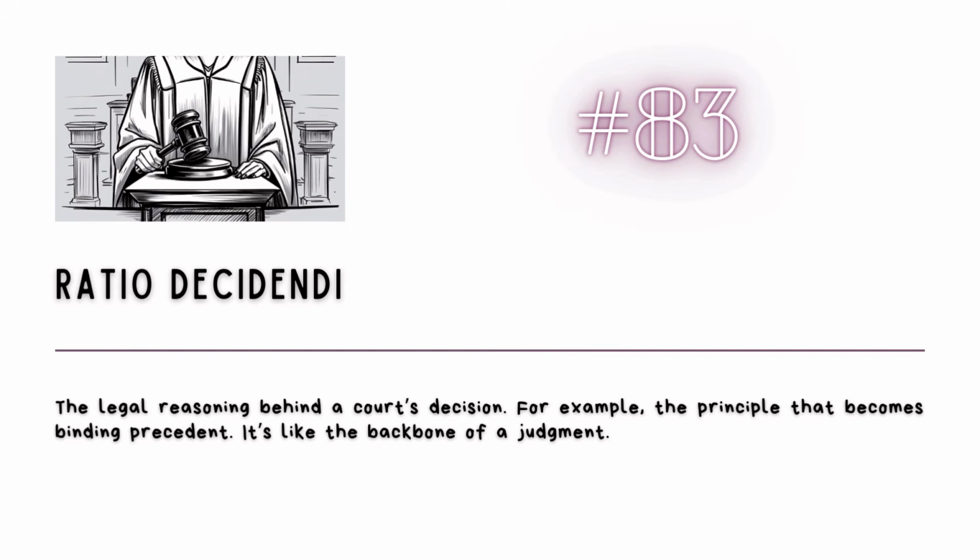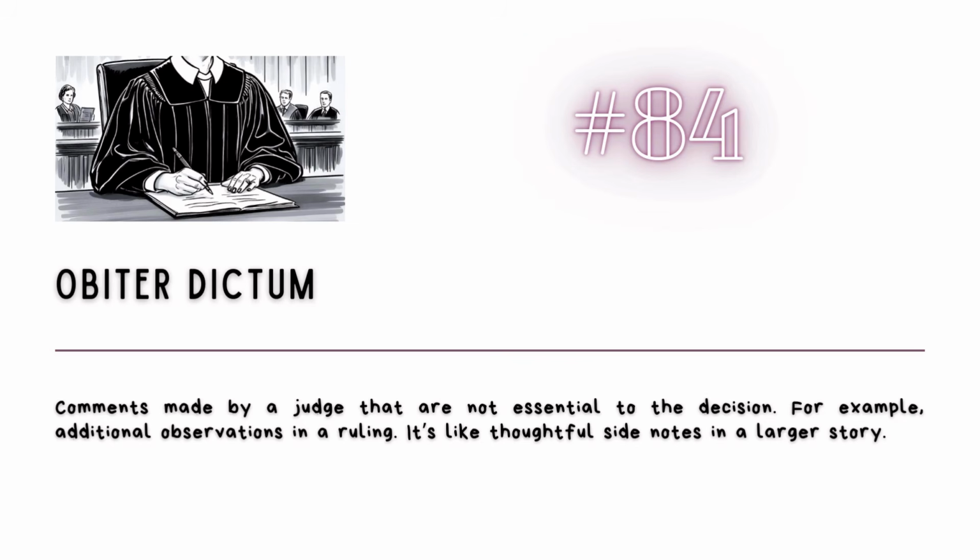Ratio decidendi, the legal reasoning behind a court's decision. For example, the principle that becomes binding precedent. It's like the backbone of a judgment. Obiter dictum, comments made by a judge that are not essential to the decision. For example, additional observations in a ruling. It's like thoughtful side notes in a larger story.